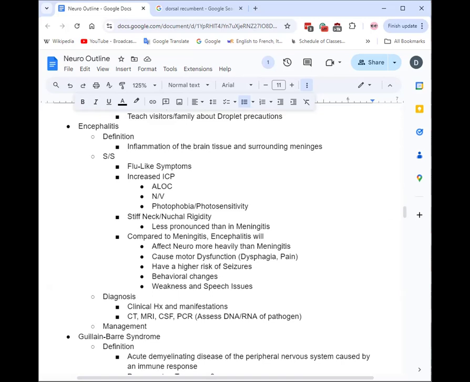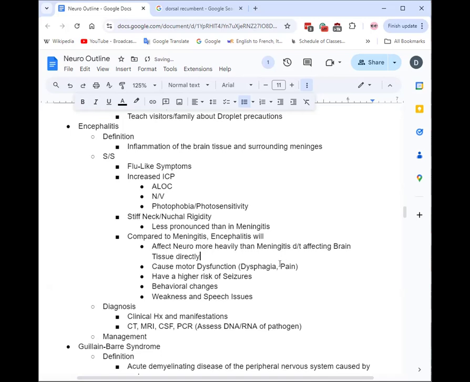But just because it is directly acting on the brain, you'll end up with more neurospecific symptoms. So that's where the weakness or speech problems come in. I like to think of it kind of, and I forgot, somebody said paralysis. Where'd it go? I know it's here somewhere. I think it was just described as motor dysfunction, but paralysis, I could definitely see that. So you get more neurological specific symptoms.